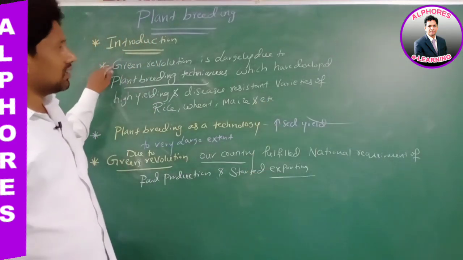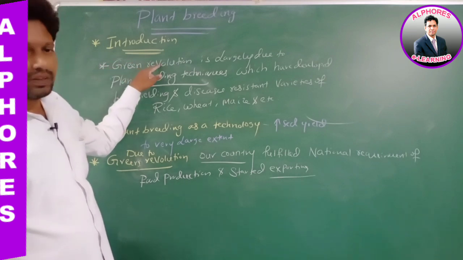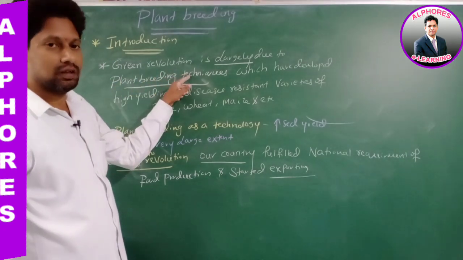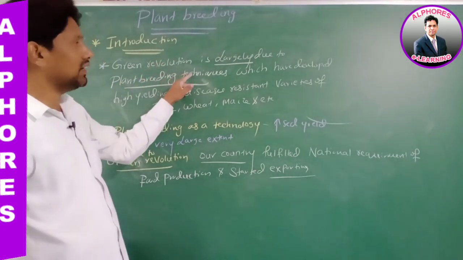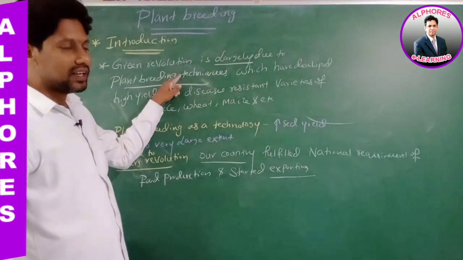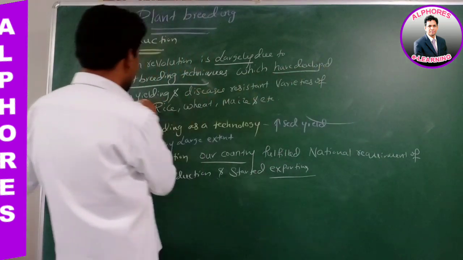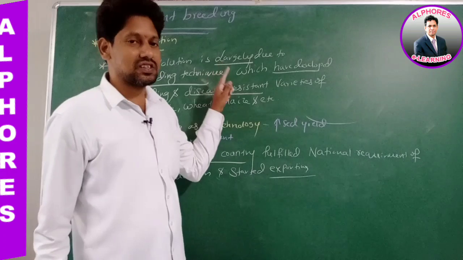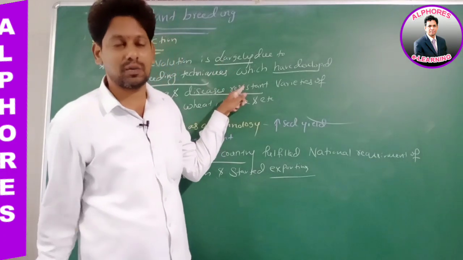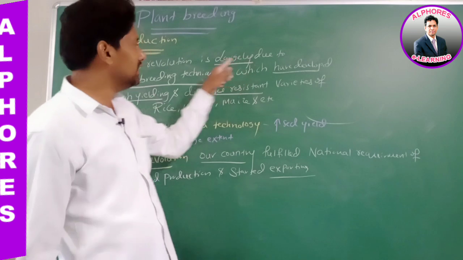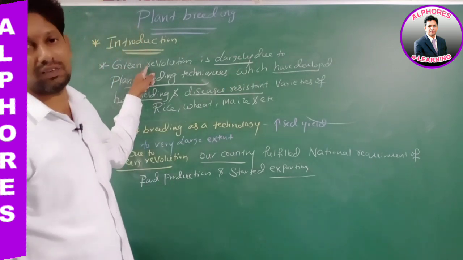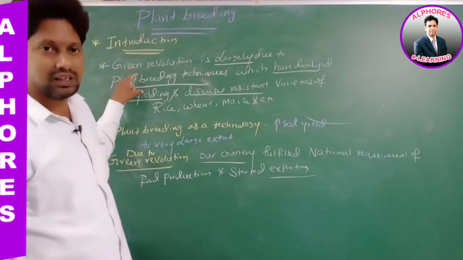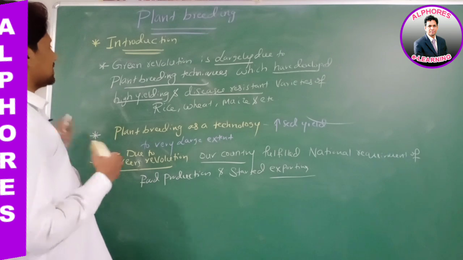Right. Therefore, sir, green revolution is mainly due to what, sir? Plant breeding techniques. How are you saying that it is mainly due to plant breeding techniques? Because these plant breeding techniques developed high yielding disease resistant varieties. Due to these varieties only, the production has increased, which has led to green revolution. Are these statements okay? Clear? Right? Now, sir, we are discussing plant breeding, right?